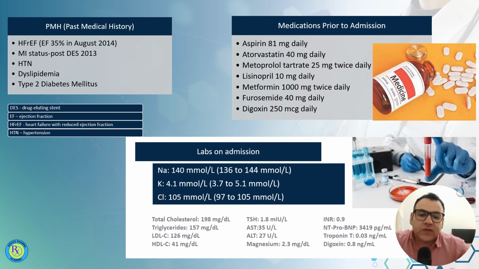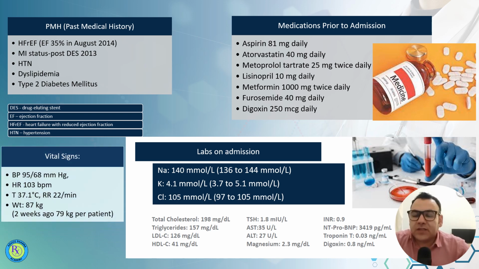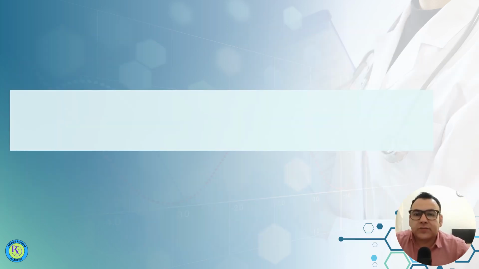His digoxin level is 0.8 nanogram and the maximum level should be 0.9, so he is borderline. His vital signs include blood pressure of 95/68, heart rate 103, temperature 37, respiratory rate 22, and weight 87 kg, and his weight was 79 kg 2 weeks ago, so he gained some weight.